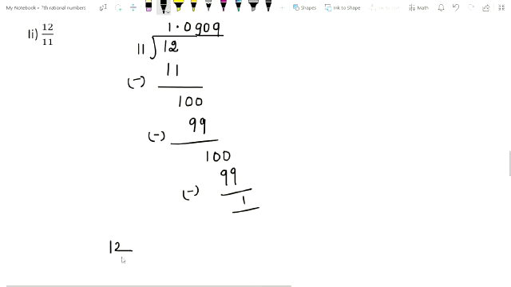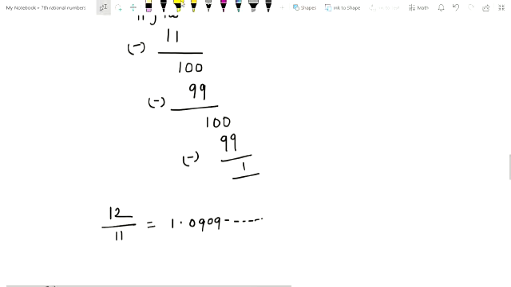So 12 by 11 equal to 1.0909, it goes on. It never ends. Okay, it goes on indefinitely. Okay, so now how can you represent this? We can write it 1.090 etc. or 1.09 bar or 1.09 dot.